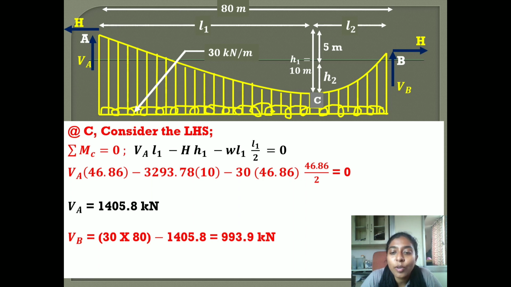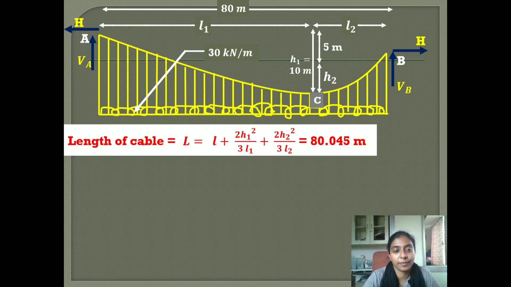So 30 into 80. 80 is the span length, 30 is the intensity of the UDL. So 30 into 80 minus the upward load, that is VA, minus 1405.8, we get VB as 993.9 kilonewton.